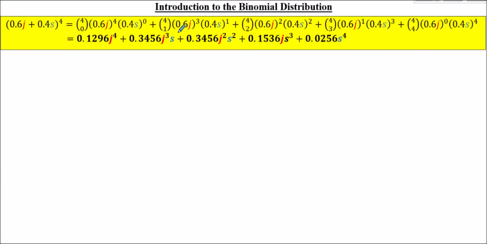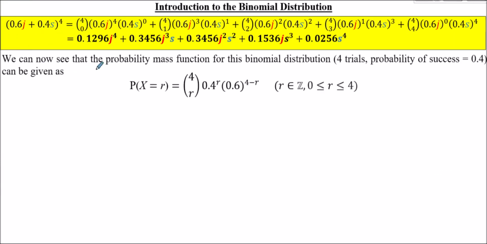So just again, to have this on the screen to talk about, can we see any patterns in this? Well, we can hopefully now see that the probability mass function, which we discussed in 6.1, for this particular binomial distribution, where there are 4 trials and the probability of success is 0.4, can be written as this. The probability that the number of games won equals r is 4 choose r, 0.4 to the power r, 0.6 to the power of 4 take r, where r has to be an integer value, in this case a positive whole number, and r ranges from 0, where no games are won by Sean, all the way up to 4 games, where he wins all 4 of the 4.